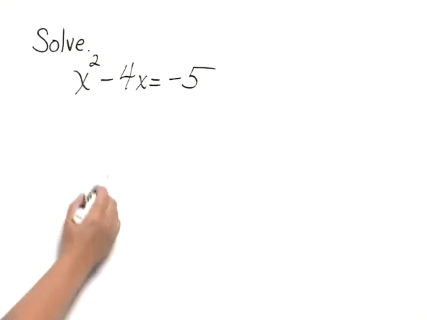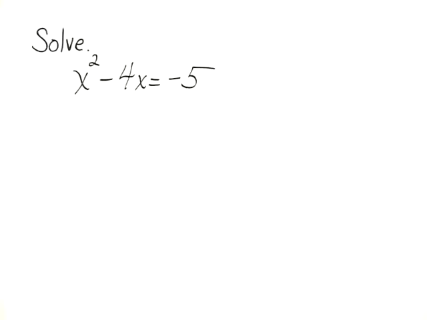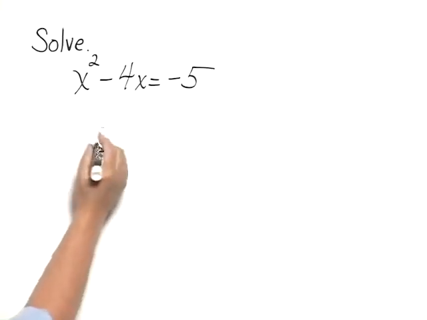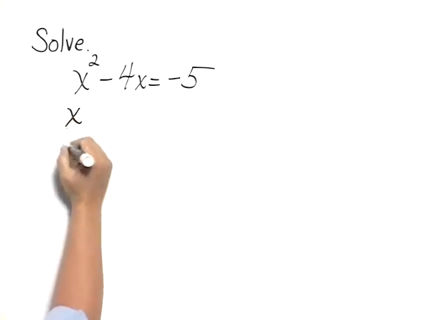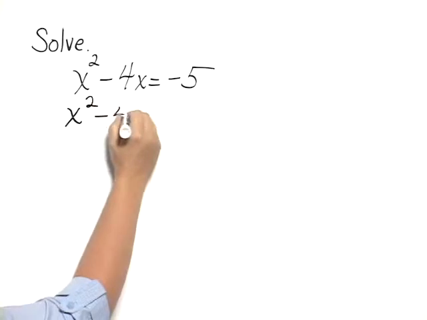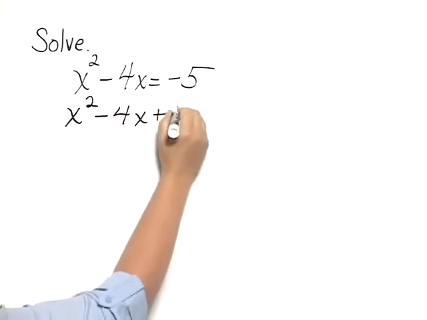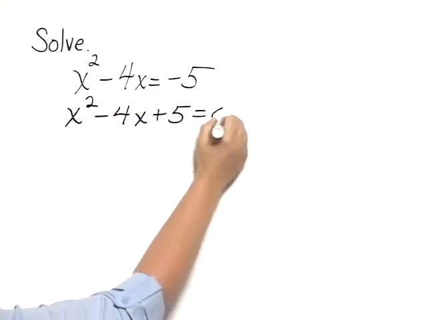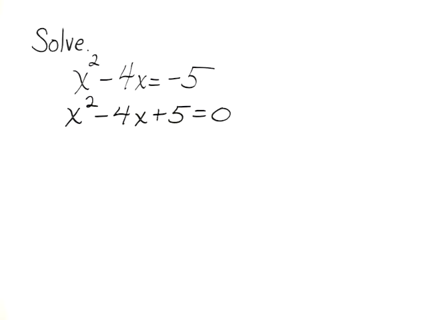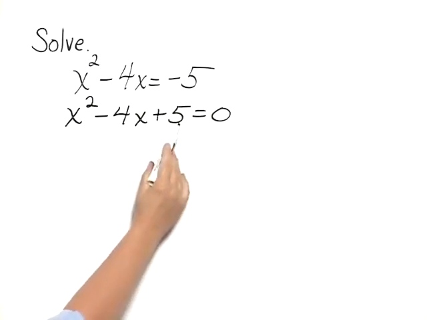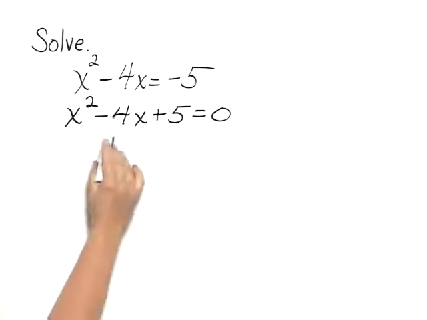Solve x squared minus 4x equals negative 5. Let's start by getting a 0 on one side of the equation, and we have x squared minus 4x plus 5 equals 0. Now we can try to factor this, but there are no pairs of factors of 5, which would be 1 and 5, whose sum is negative 4. So we'll need to use the quadratic formula.